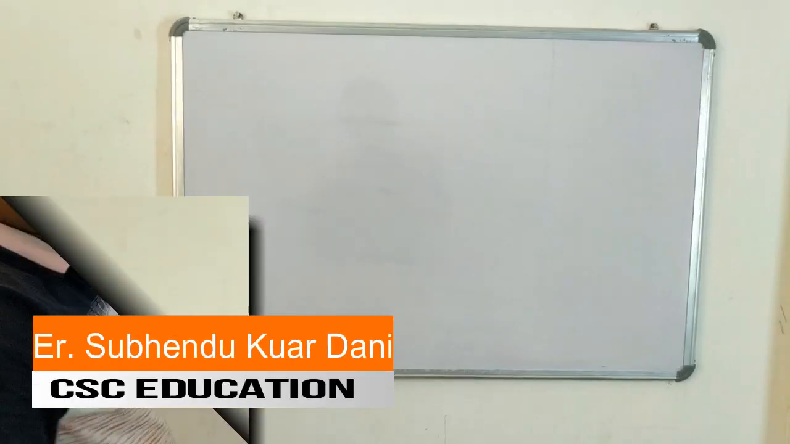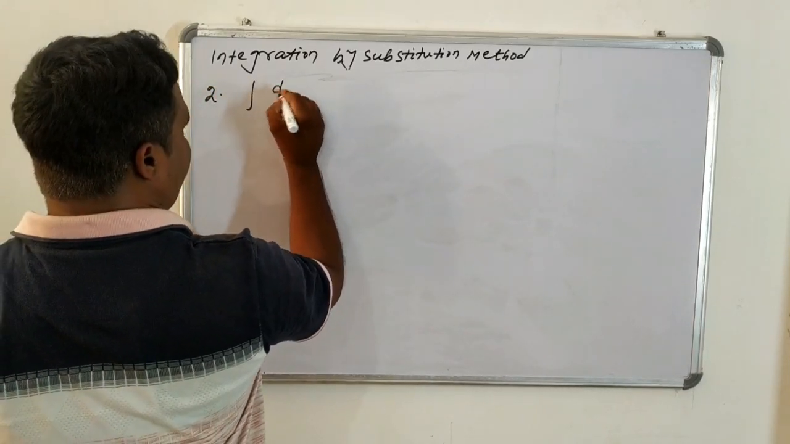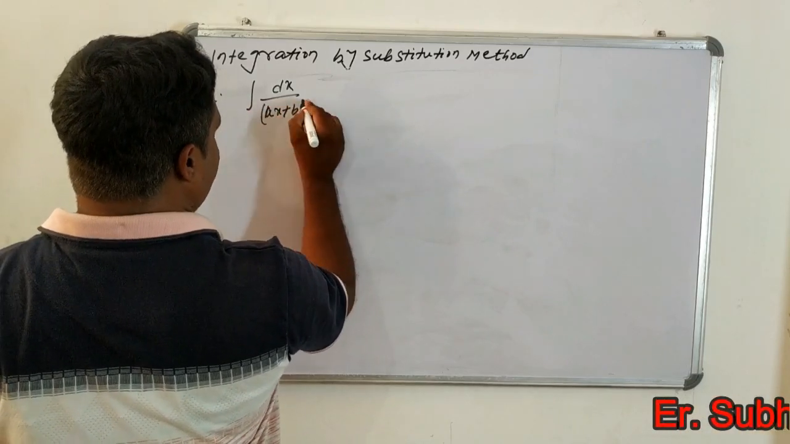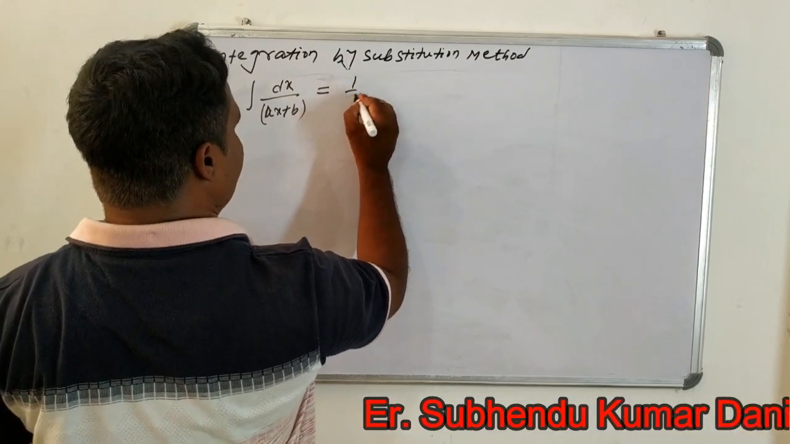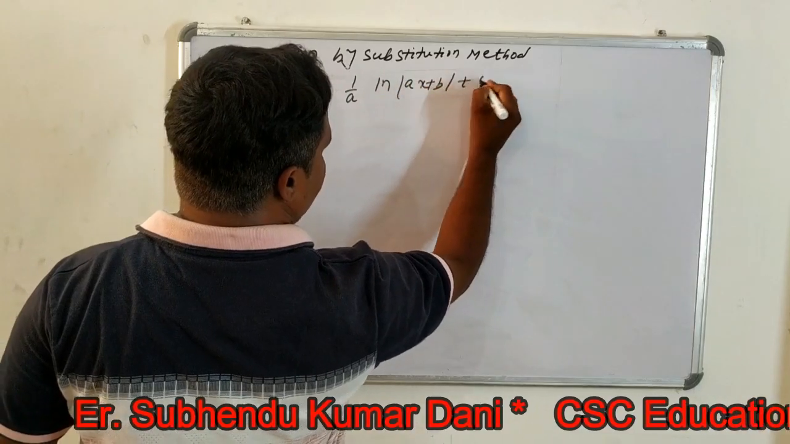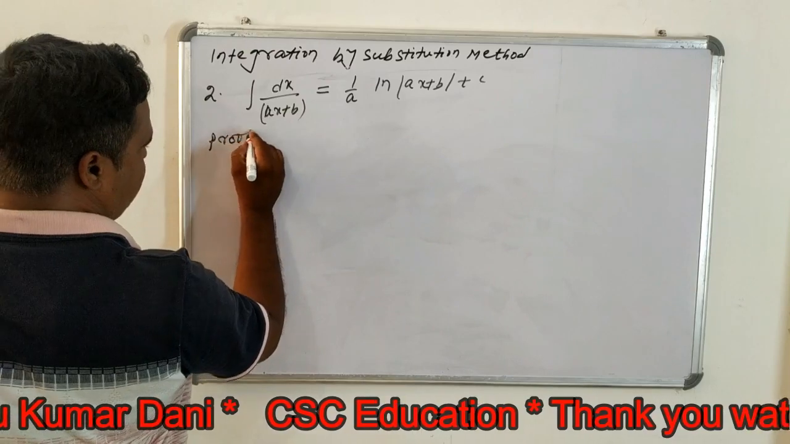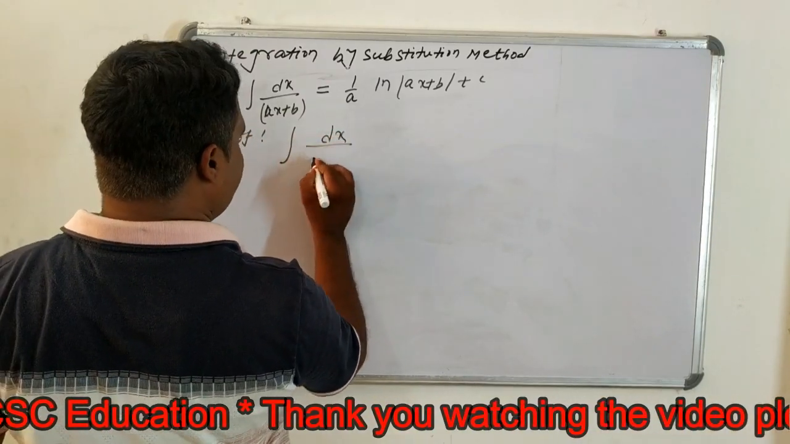Today I will discuss integration by substitution. Formula 2: the integral of dx by ax plus b equals 1 by a ln of ax plus b plus c. Again, let us prove this formula. Given the integral of dx by ax plus b.